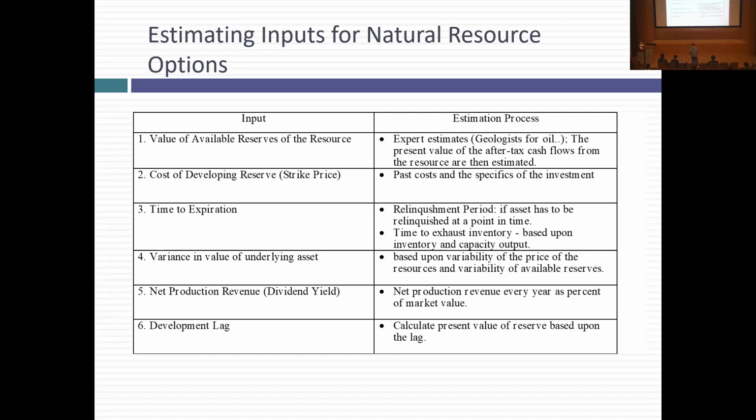Because when an oil company has reserves, the biggest uncertainty they face is not about how much they have in reserves, but what price they will get. The oil price becomes what I look at when I think about variance in the option. For the net production revenue, remember, once a reserve becomes viable, you're going to face this choice. So let's say your cost of development is 30 and the oil price is 35. The reserve is not viable.